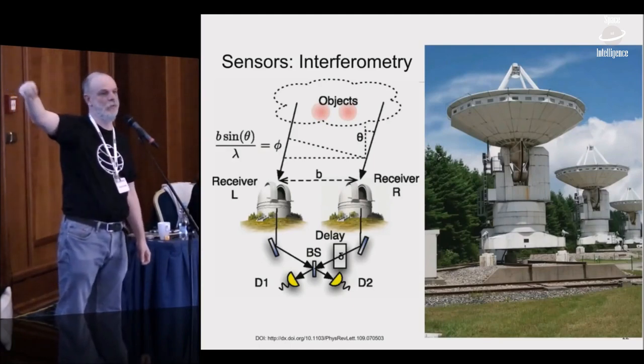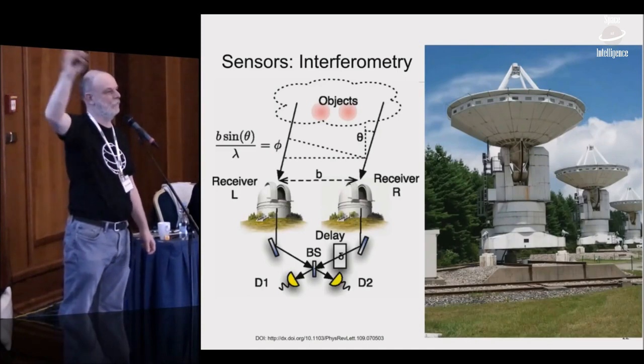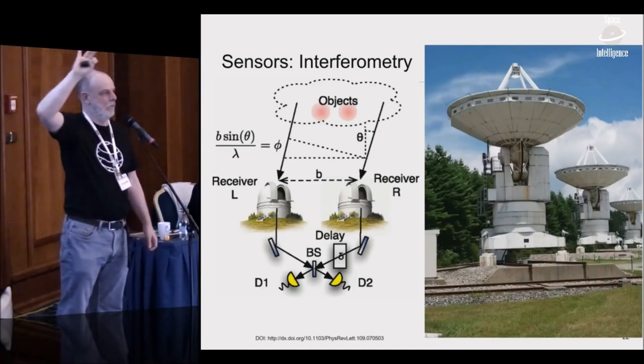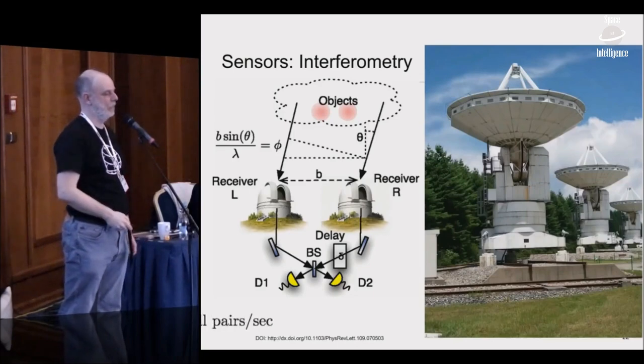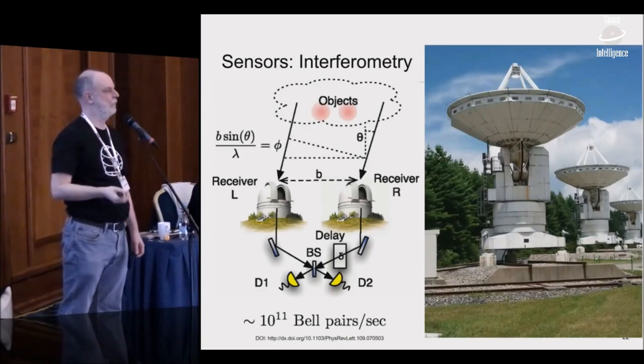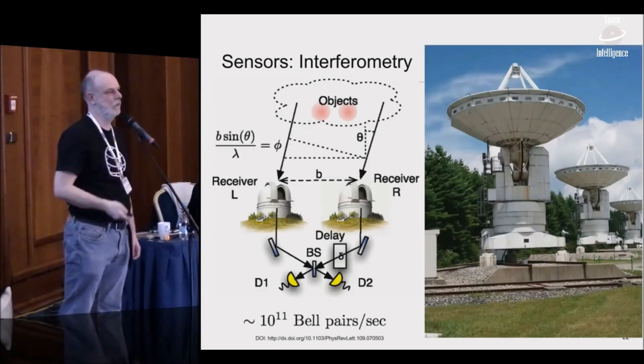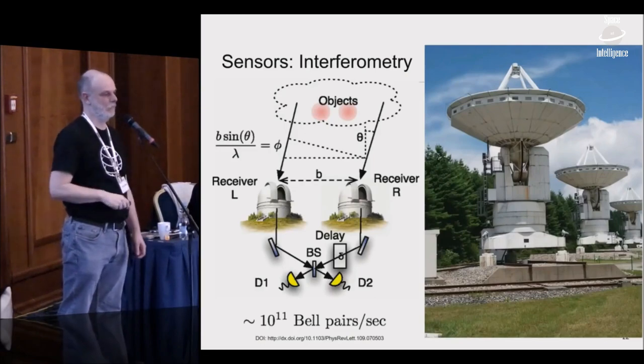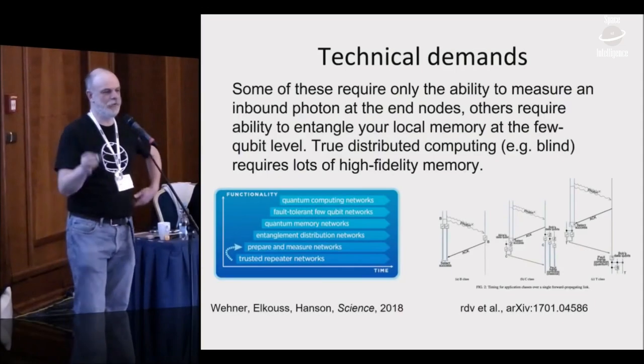In theory, we can use this for all sorts of cyber physical uses and improving different kinds of sensor networks as we go. Sadly, this one's also an even higher bandwidth. This is probably going to take something like 10 to the 11 operations per second, or bits per second, entanglements per second, in order to do this sort of usefully.